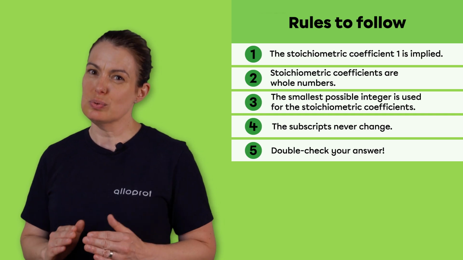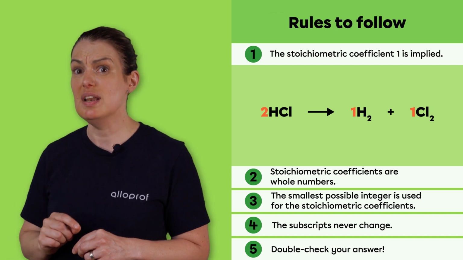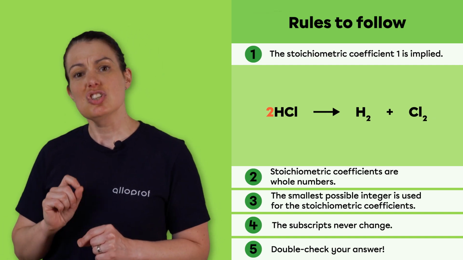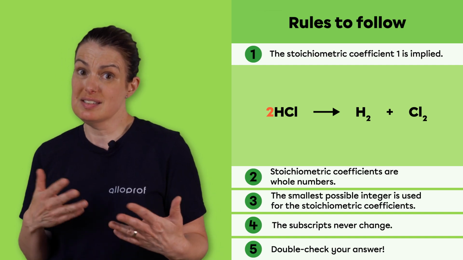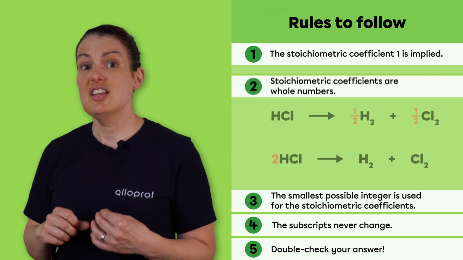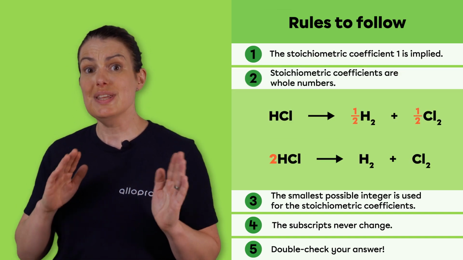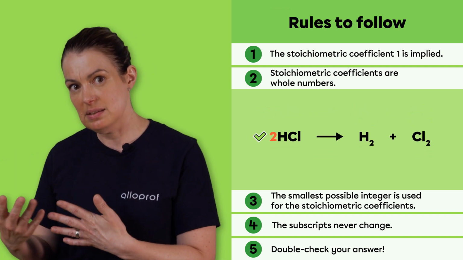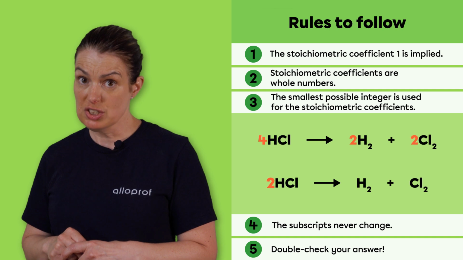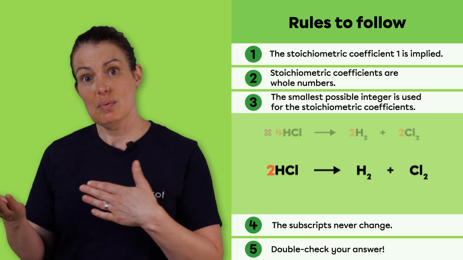There are several rules to follow when balancing a chemical equation. Rule number 1, the coefficient 1 is implied. It does not need to be written, just like in math, 1x can be written as simply x. Rule number 2, as a general rule, coefficients should be whole numbers, not fractions. So avoid this and favor this. Rule number 3, the smallest possible integer is used for the coefficient. For example, avoid this and write this instead.